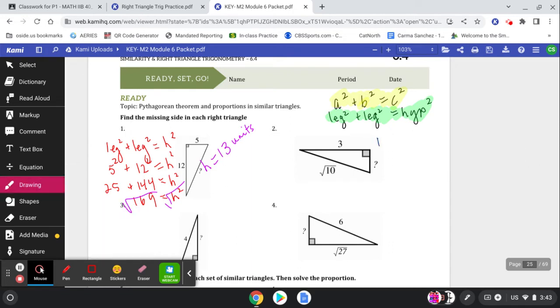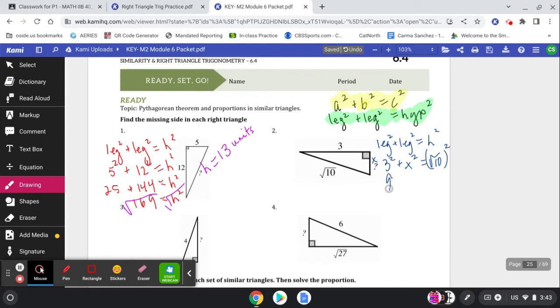So I'm going to go leg squared plus leg squared equals hypotenuse squared. And this time I'm given a leg, but there's an unknown right here. I'm going to call that x. And then the hypotenuse is the root 10 squared. But the square root of anything squared, those just cancel each other out. So 3 squared is 9. But square root of 10 squared is just 10. It's like the squared erases the square root.